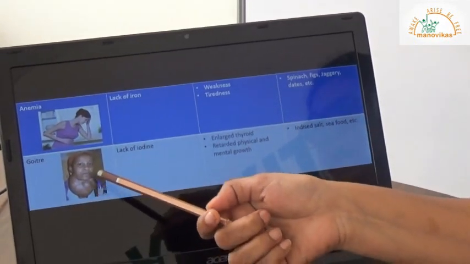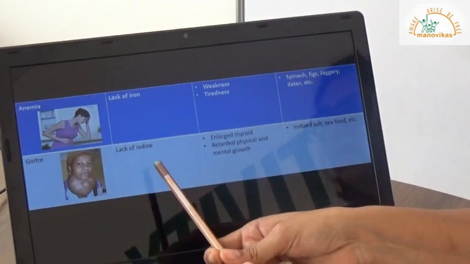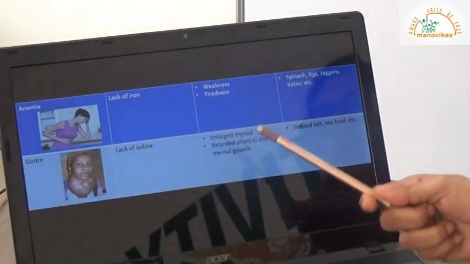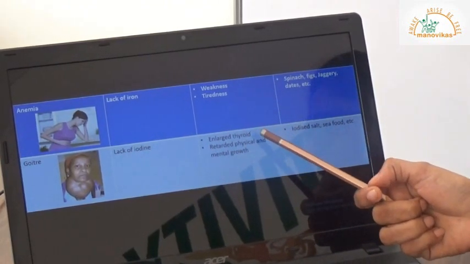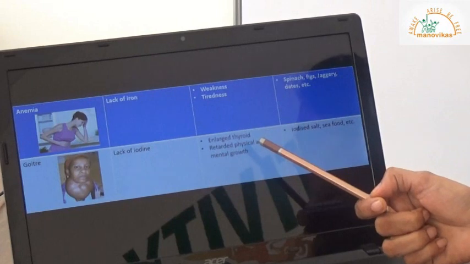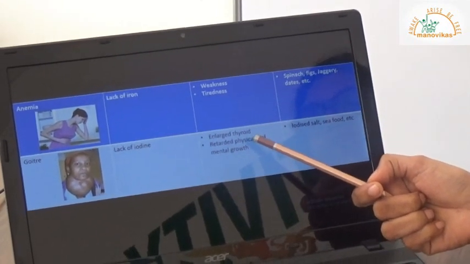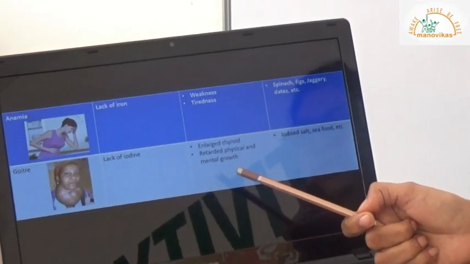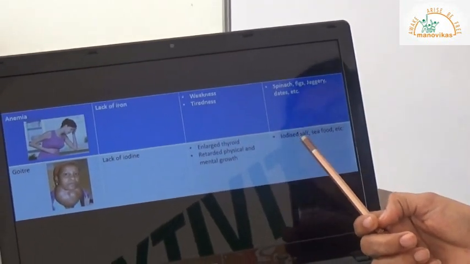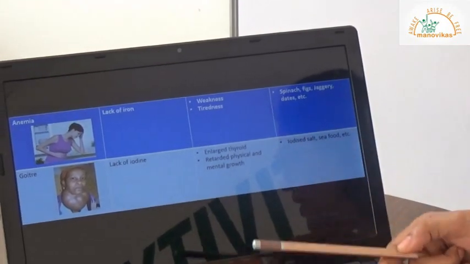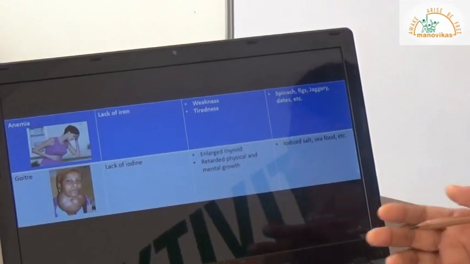It is a swelling in the neck area which is caused due to lack of the mineral iodine. The symptoms are enlarged thyroid gland. This is a gland which is just below the Adam's apple. The other symptom is physical and mental disability. It can be treated by using iodized salt in the food and eating seafood, eating fish.